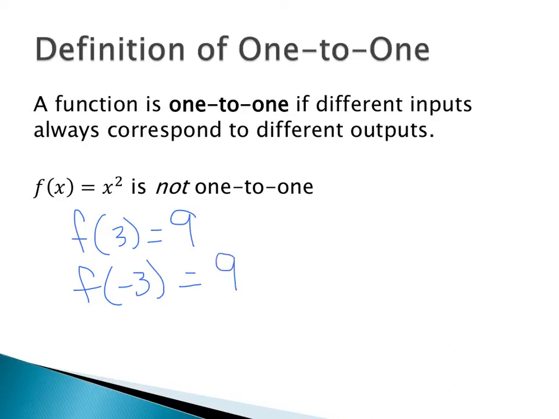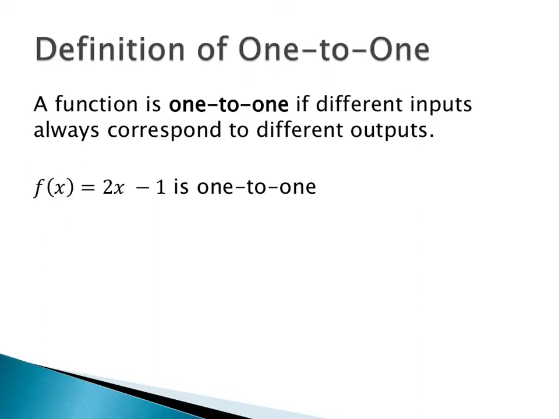So we have found two different x values that give us the same y value. So this one is not one-to-one. Let's take a look at 2x minus 1. Now for this function, we could continue to pick different x values, but we'll never find y values that are the same for different x values because this one is one-to-one.